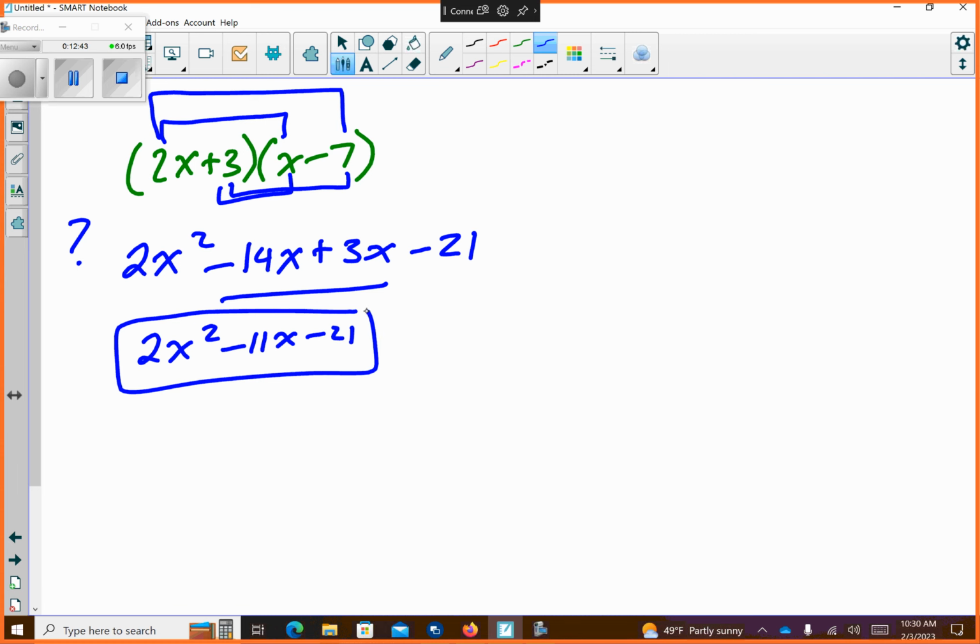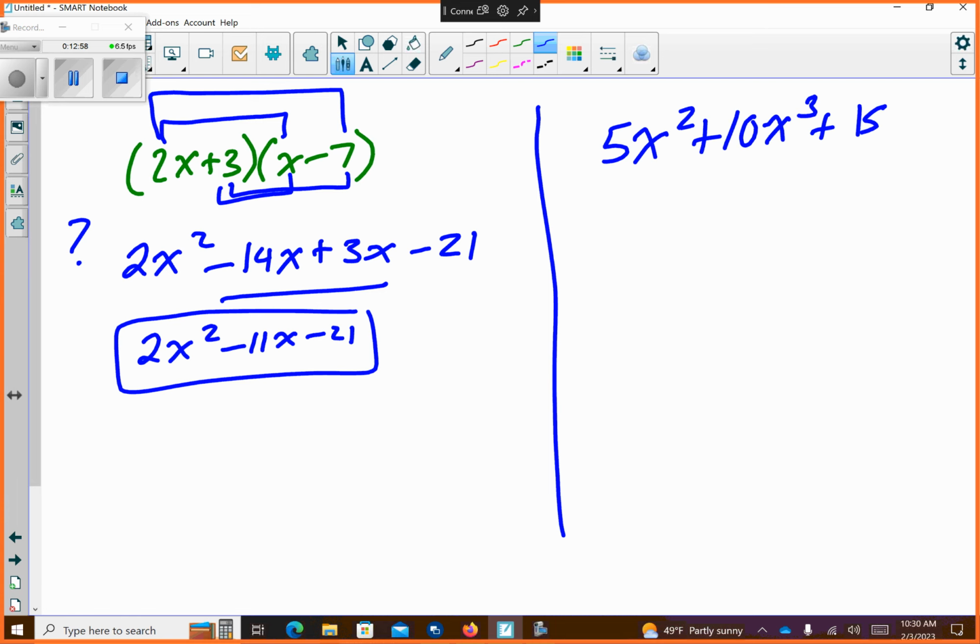Okay, so that looked different than what we were doing last night. So then, what if we had something like this? Does this problem that I have on the right side of the board look like the green one on the left? No, so we're not multiplying. So what are we doing? We're factoring. We're undoing it.